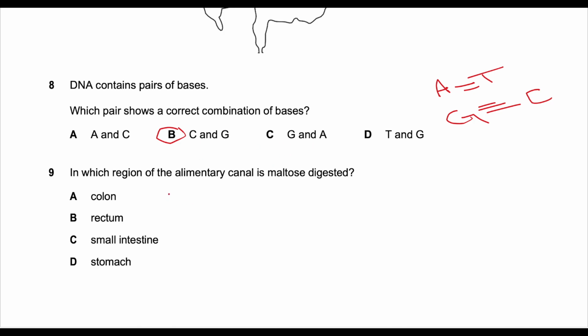Question number 9. In which region of the alimentary canal is maltose digested? Maltose, it's a disaccharide, came after the digestion of starch from the bread, cereals, sweet potato, whatever. Now, is it in the colon, the large intestine? Sure not. Rectum? Sure, we'll exclude it. So it should be the small intestine, because in the stomach, digestion happens to protein. So the right answer here is the small intestine.